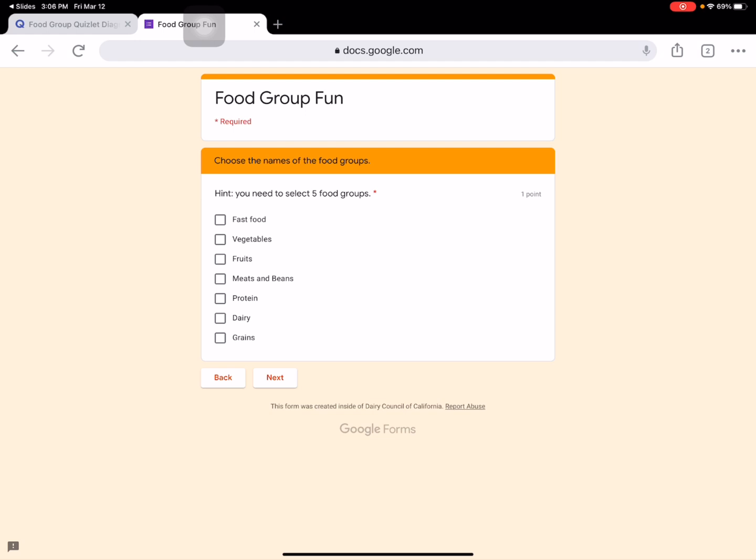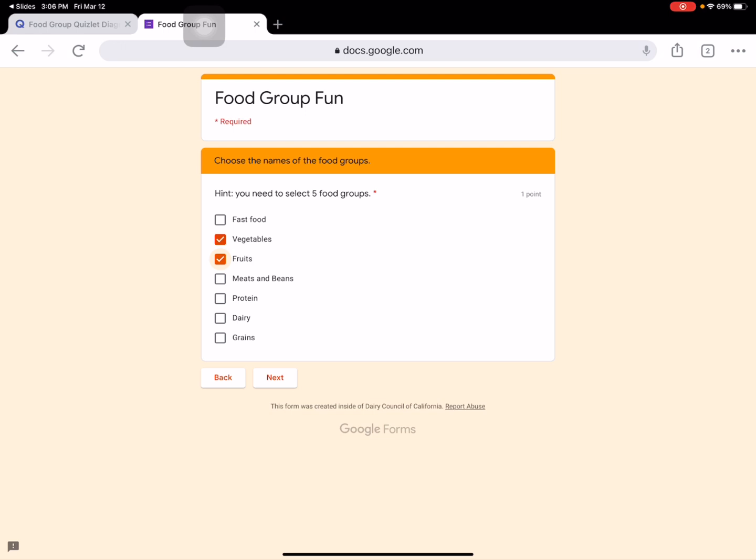Choose the names of the food groups. You need 5 of them. Fast food is not a food group. The vegetables are green. The fruit food group is red.